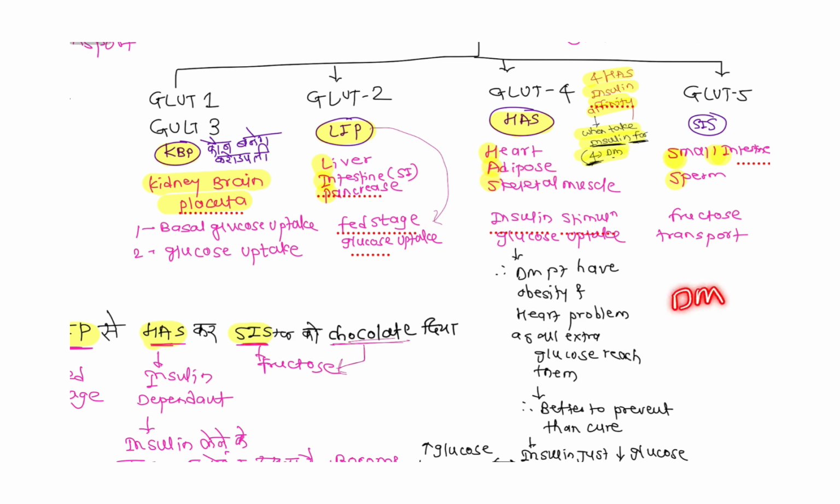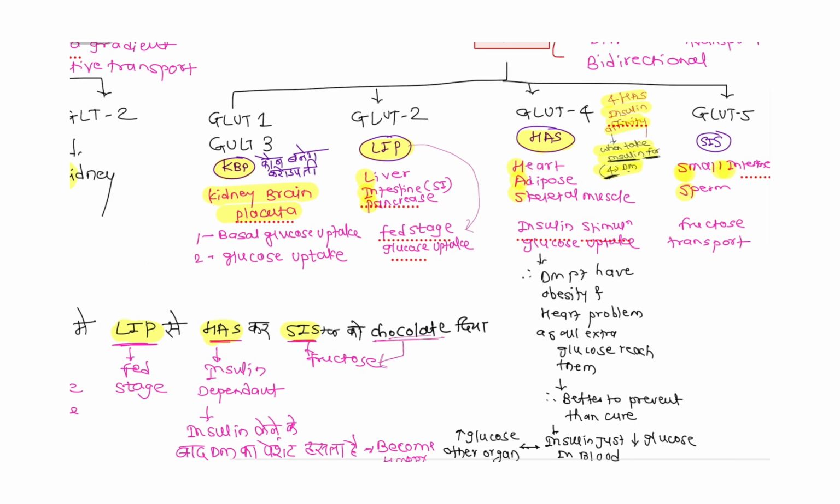That's why diabetes mellitus is very dangerous. It is not that insulin is very good. So it is very important to prevent diabetes rather than to cure it, because insulin controls your blood sugar level, but it increases the sugar in your heart and adipose tissue, which is mainly responsible for heart problems and obesity. That's why I suggest preventing diabetes rather than curing it.